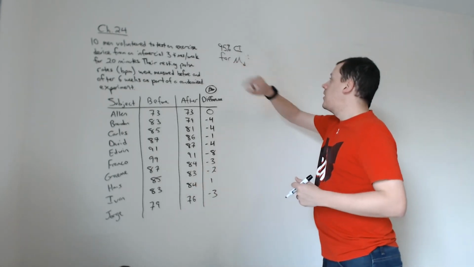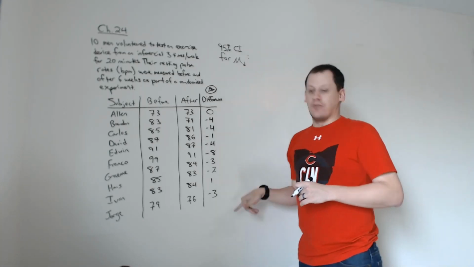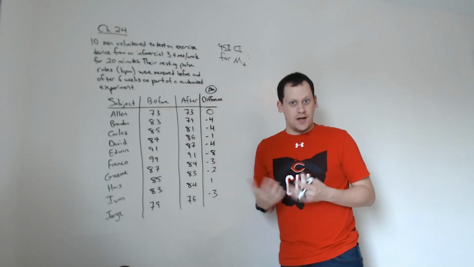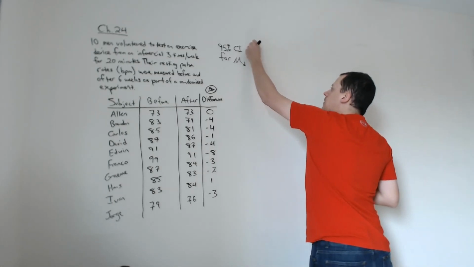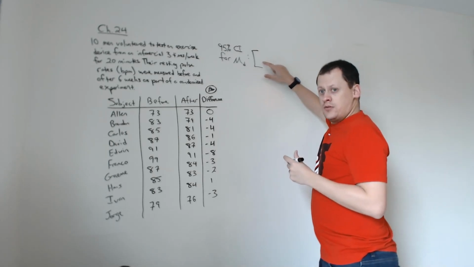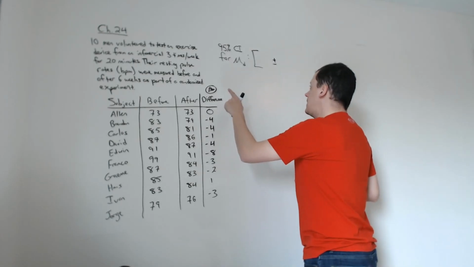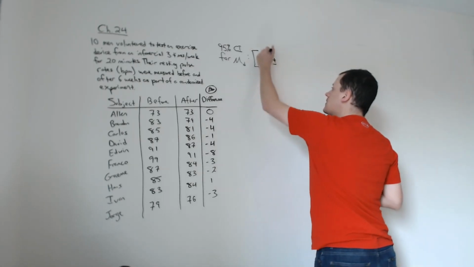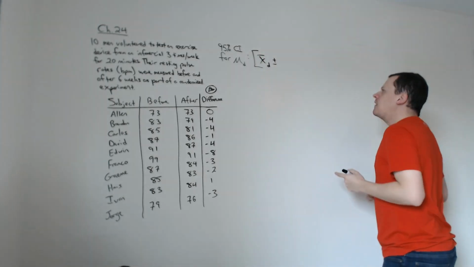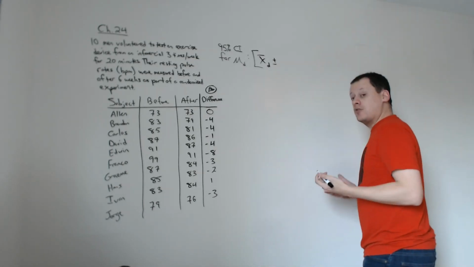To answer that, let's calculate a 95% confidence interval for the mean difference for the entire population of men who might use this device. Okay. So, we've got our basic confidence interval formula here. The center of the interval, where we're going to be adding or subtracting something from, is going to be the sample mean of our differences, x bar d. We're going to add or subtract the margin of error, which is going to be our critical value.